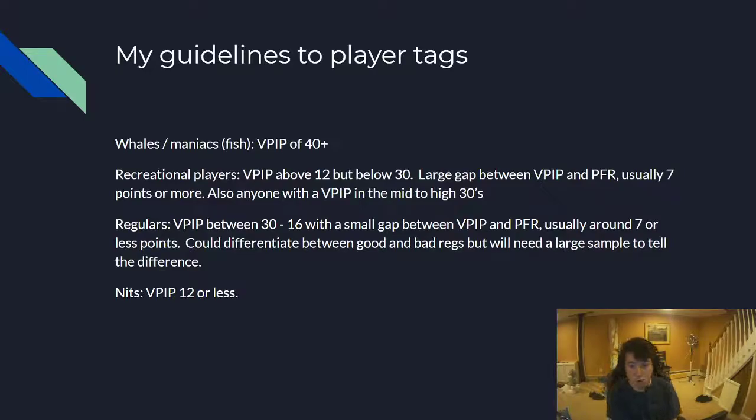The first are whales and maniacs, also known as fish. These are the players that have a VPIP of over 40. These are your bread and butter players. These are the worst players you're going to see in these games. They lose money at an unbelievably fast rate, and you should be trying to play with these players whenever possible. They are absolute jet fuel for your win rate, and these are the players that we want to be singling out and targeting and following around whenever we can.